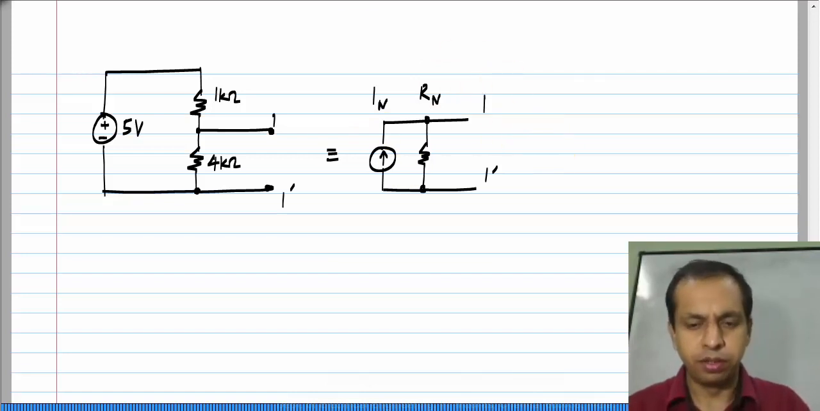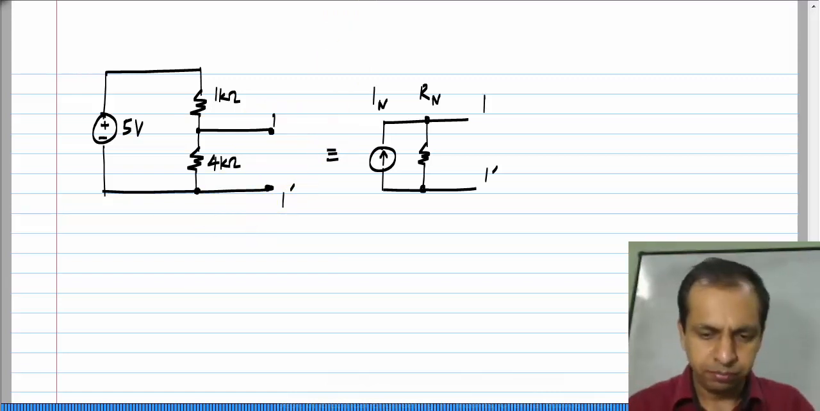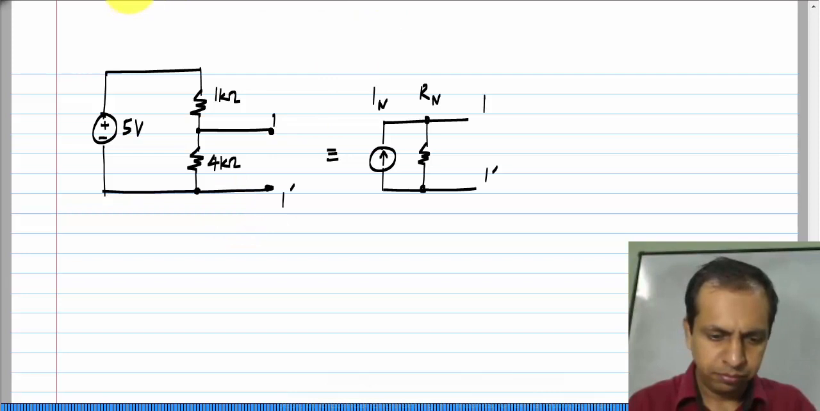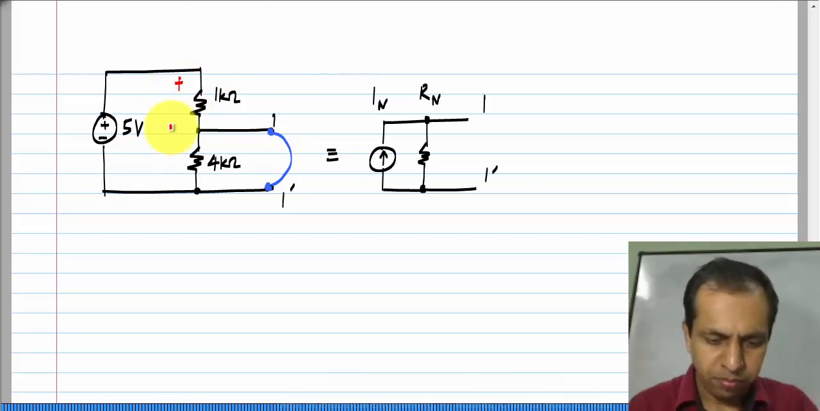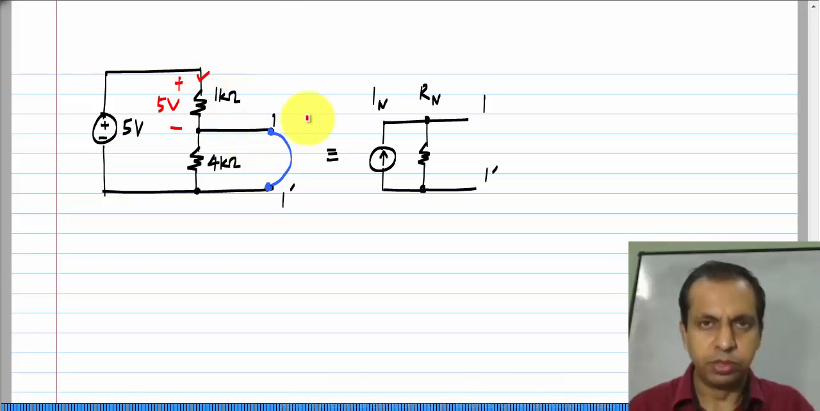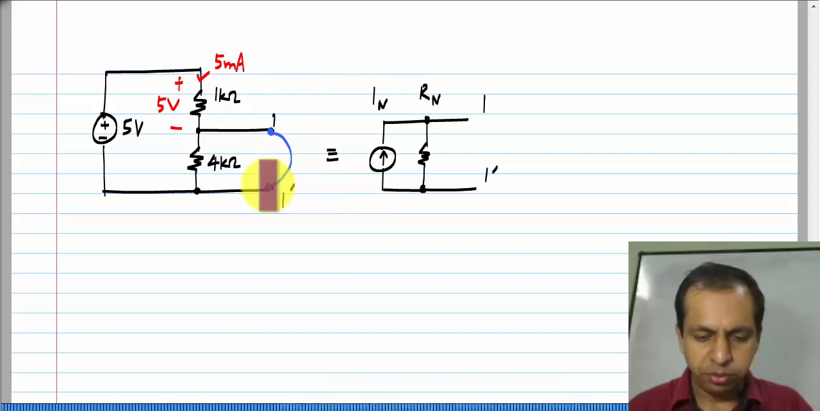To find the Norton current source, we have to short circuit these two terminals and find the current going through the short circuit. So, I will short circuit this. Then you clearly see that this 5 volt appears entirely across this 1 kilo ohm. So, here we have 5 volts, and 5 volts across 1 kilo ohm results in a current of 5 milliamps, and that goes through the short circuit.